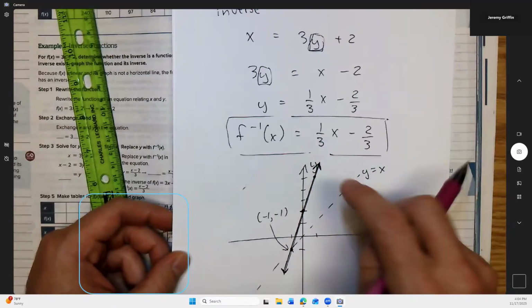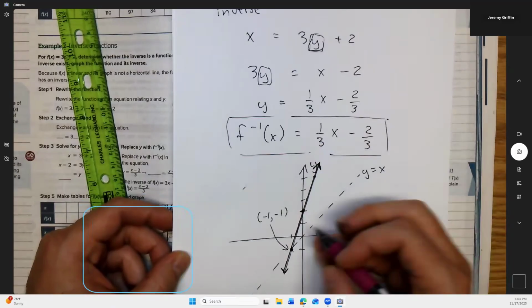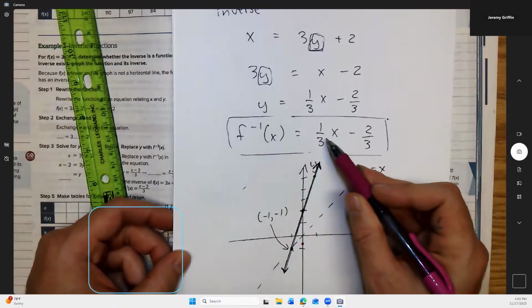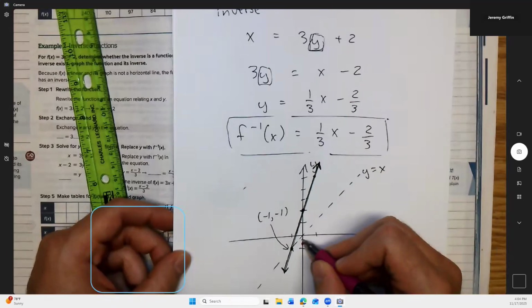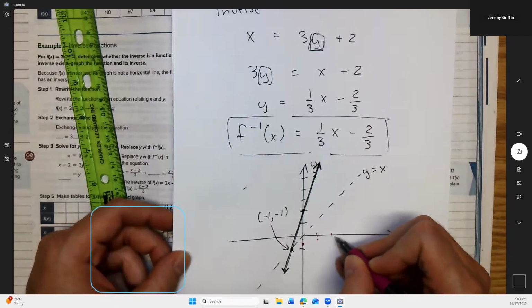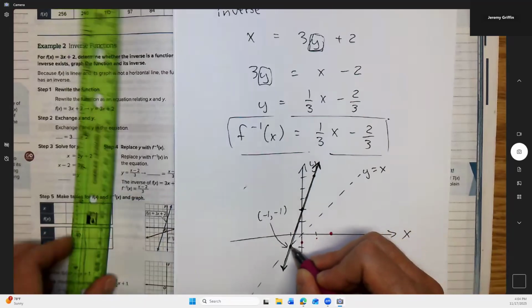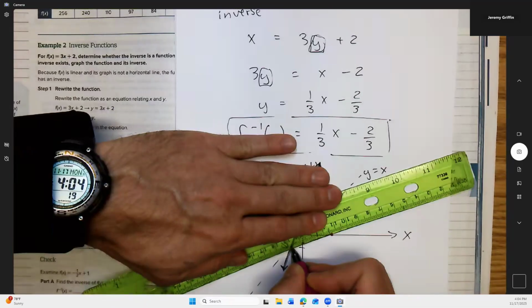Here, I'll do this in pink. So 1/3 x minus 2/3. Now minus 2/3 is right here. So there's the y-intercept. And this has a slope of up 1 over 3. So up 1 over 3, and then up 1 over 3 again, brings me through here. Or go down a third and back 1. Goes exactly through that point, just like I told you guys it would.